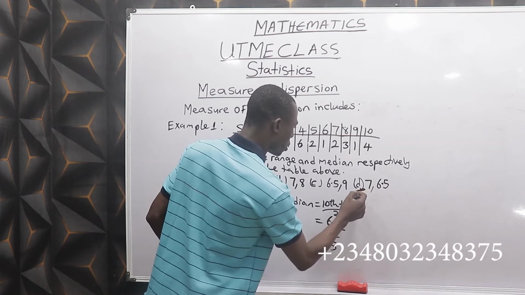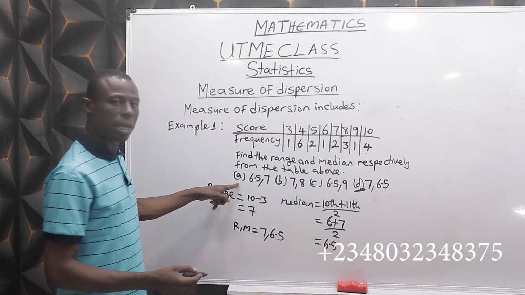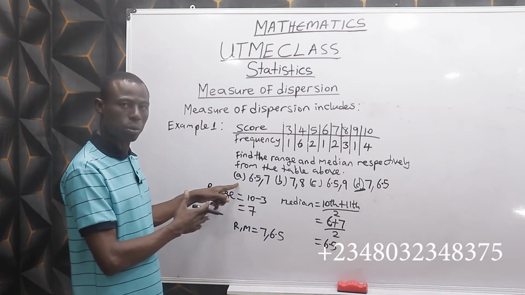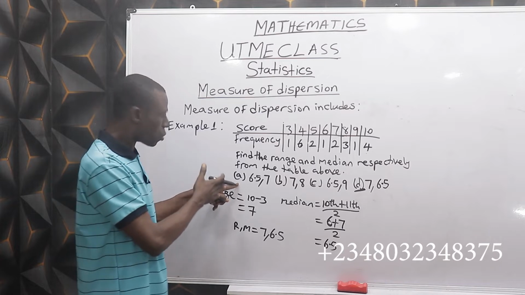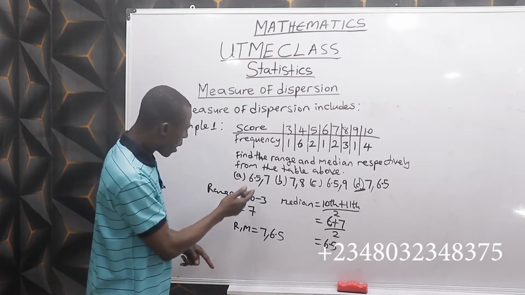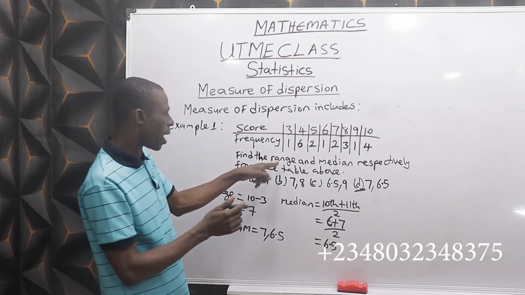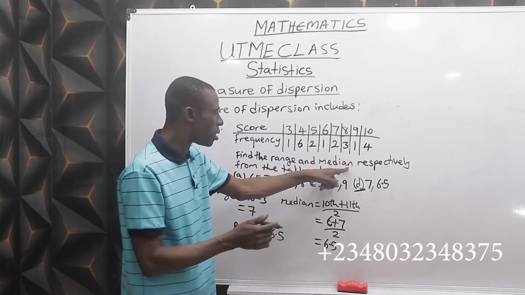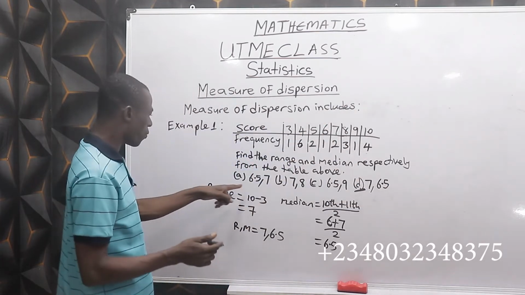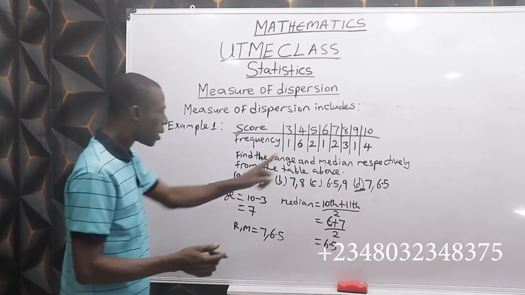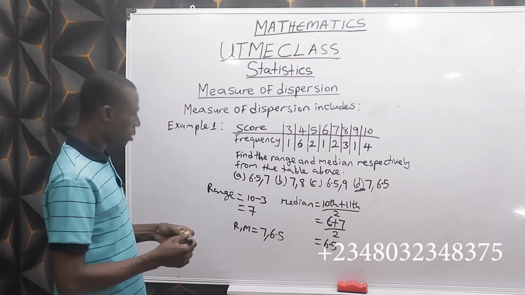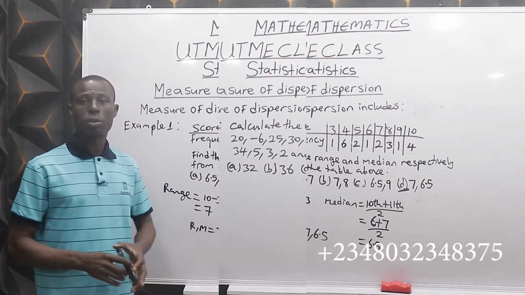Option D. Look at option A. It is there as a trap for you. May you not step into it. Here, median first, then range. Against the instruction that range and median respectively. So don't fall victim. A is not correct. D is the correct order and is the correct answer.